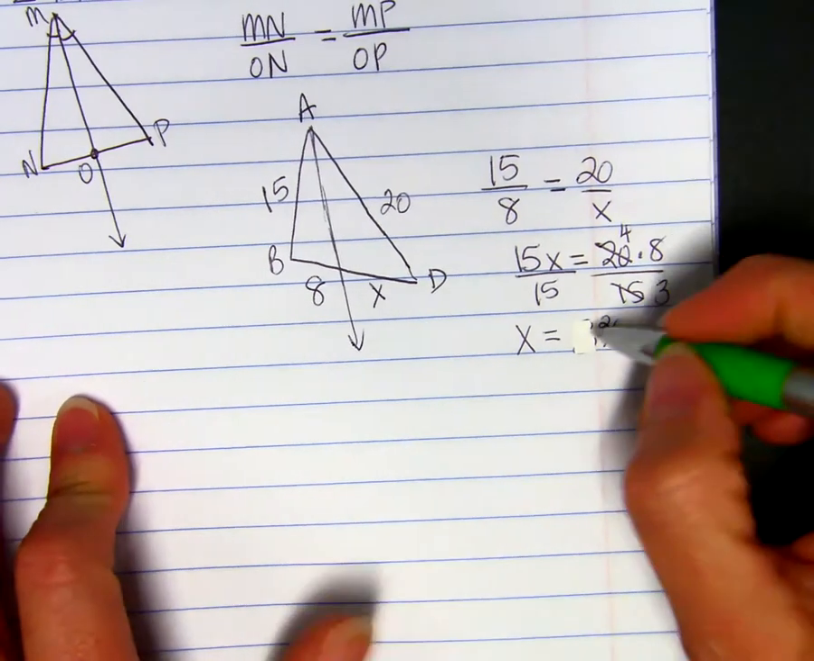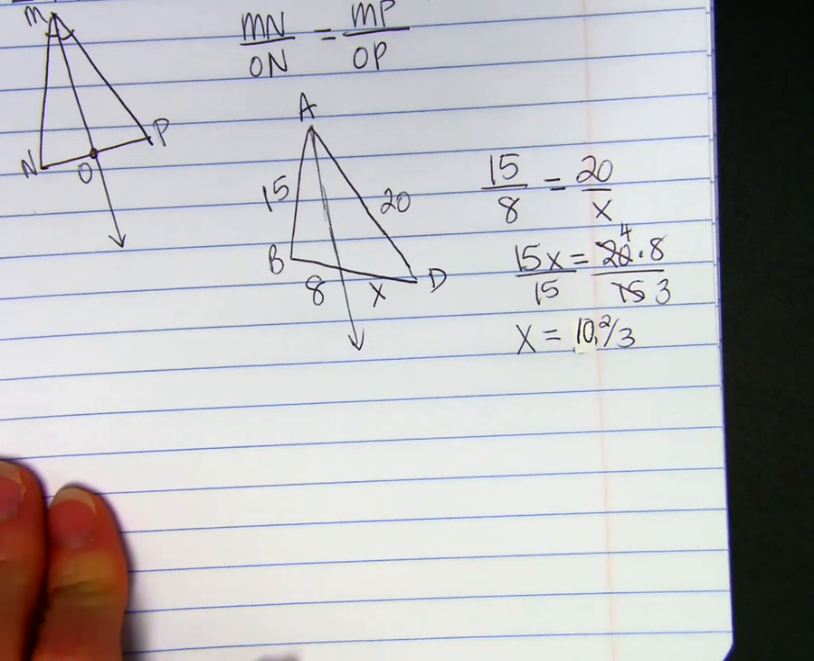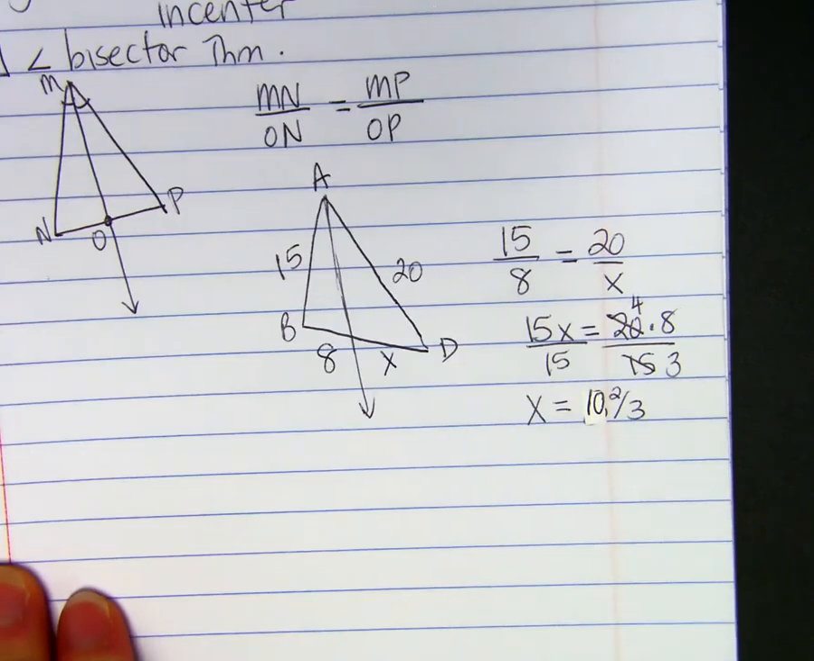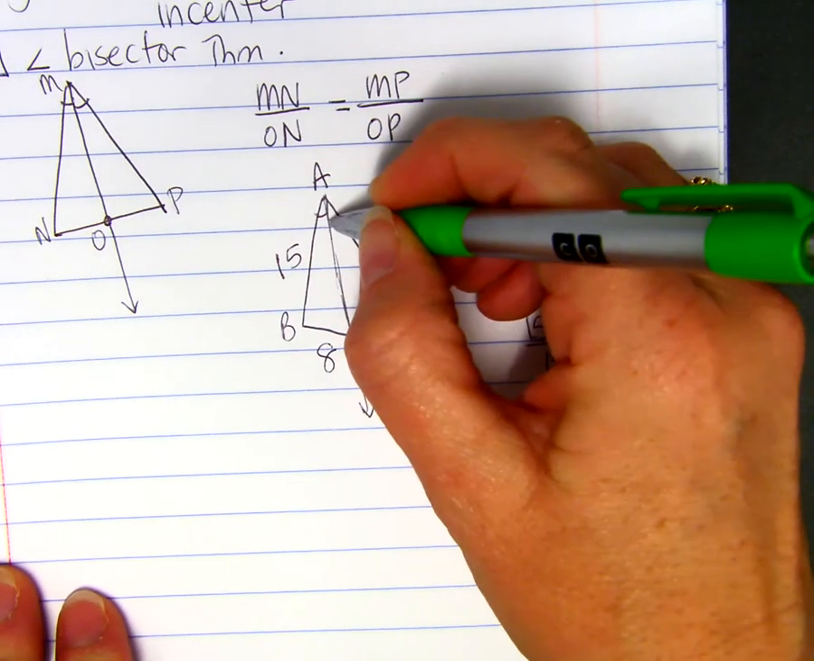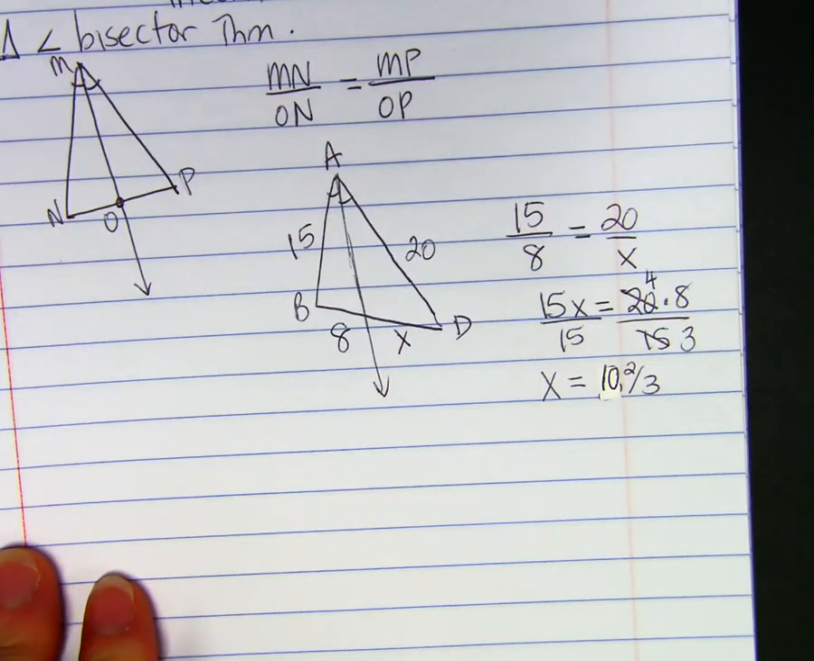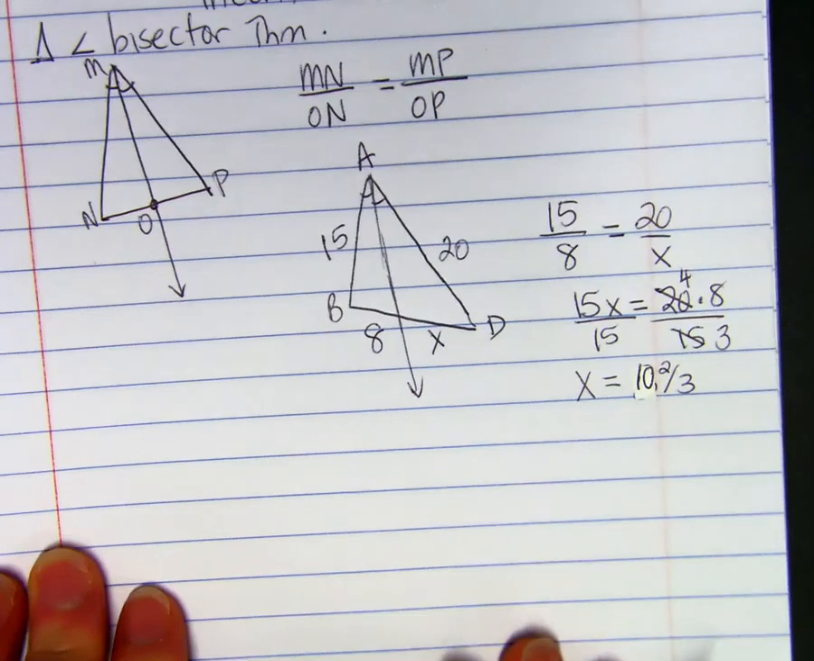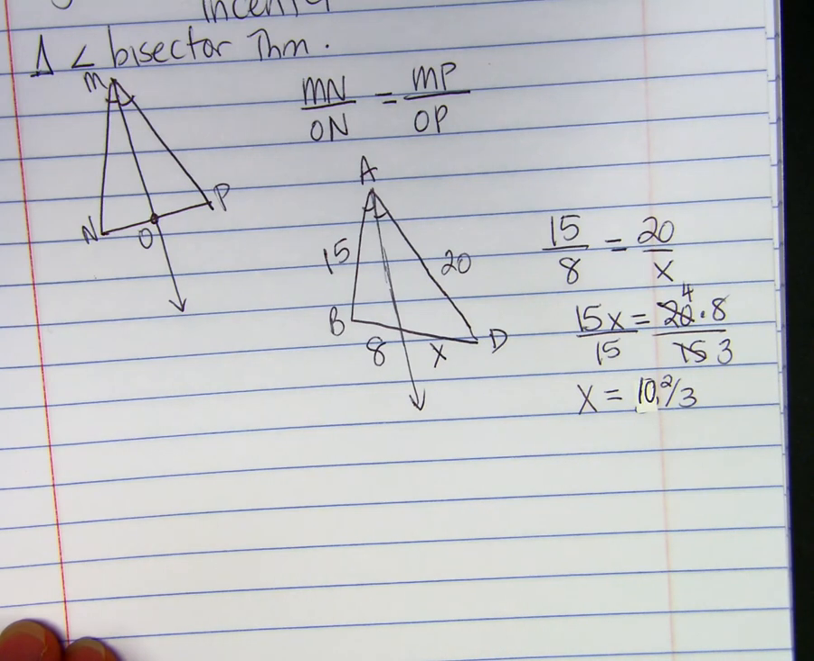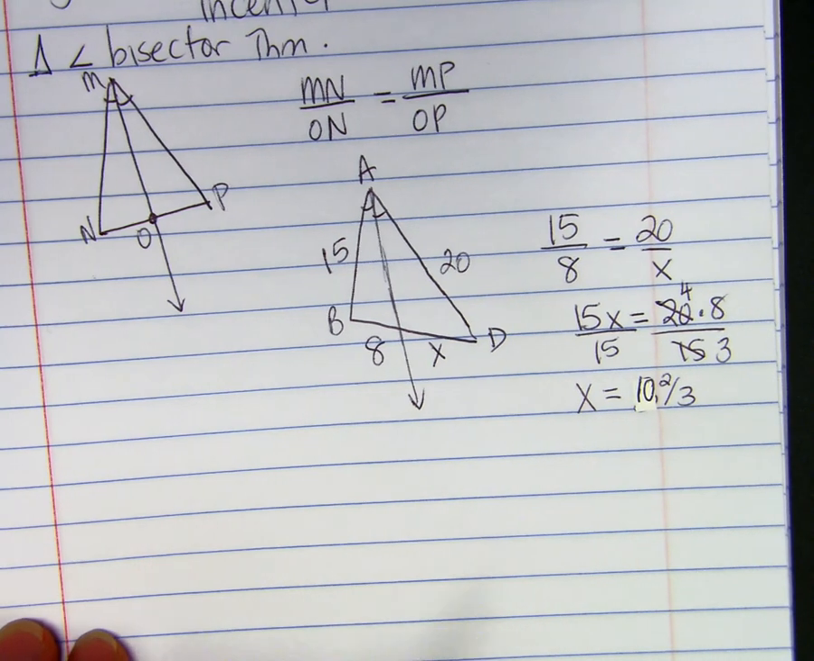I must have made this example up last year because it doesn't look very pretty. So if you know that, oops, I forgot to mark those congruent, that you have an angle bisector, it will divide up the sides proportionally. That's the triangle angle bisector theorem.